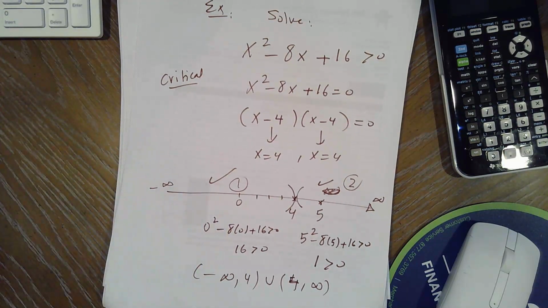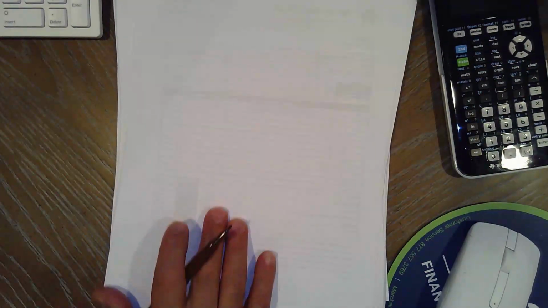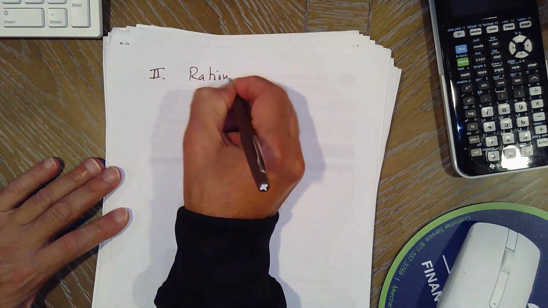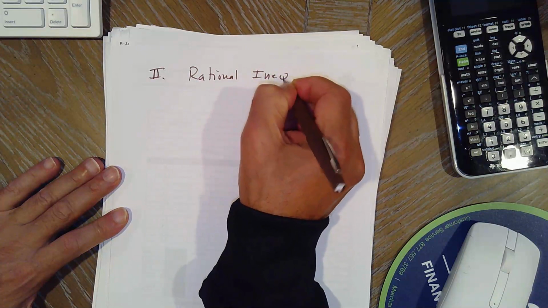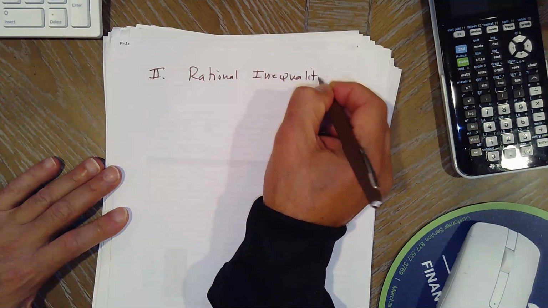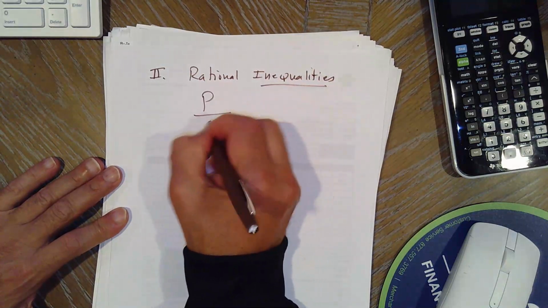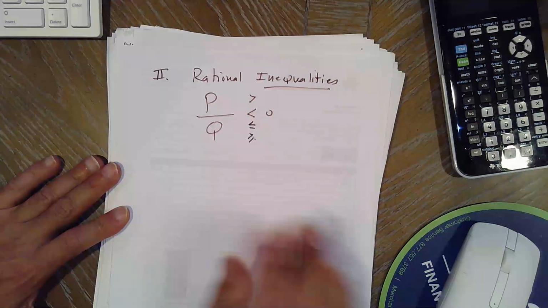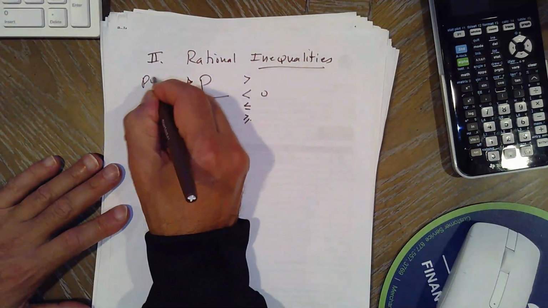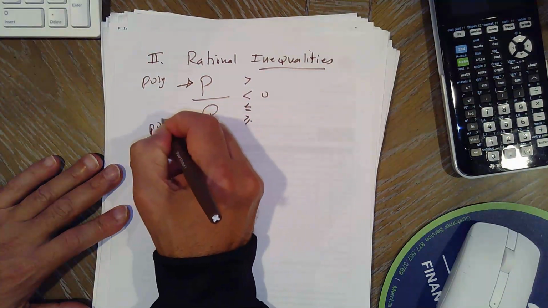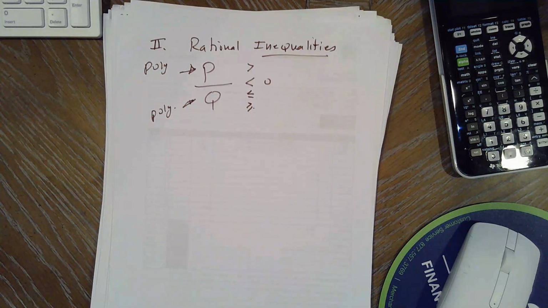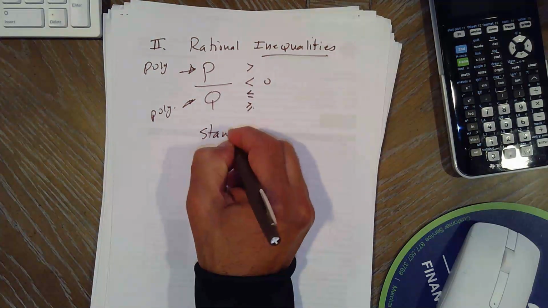Okay, so this takes care of the first half of section 10.5. The second half is rational inequalities. So we're going to have an inequality, and rational means you're going to have something like P over Q is less than 0 or greater than 0 or less than or equal. This is a polynomial and this is a polynomial. If you divide two polynomials and make it less than or greater than 0, you get what we call a rational inequality, and this is called the standard general form.